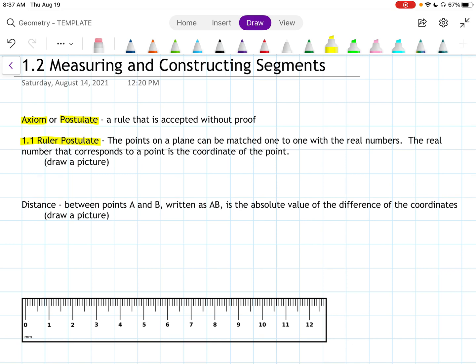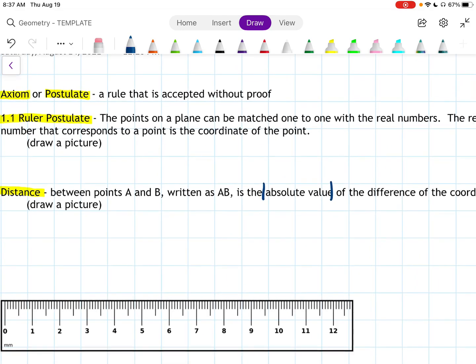The points on a plane can be matched one-to-one with the real numbers. And the real numbers, that means like ruler numbers, counting numbers. The real number that corresponds to a point is the coordinate of that point. And I'm going to draw a picture down on the ruler, but I'm going to read the word distance as well first. Distance: the distance between points A and B, written as AB, is the absolute value of the difference of the coordinates. Remember, absolute value is the little absolute value bars like that. We'll talk about that in just a minute.